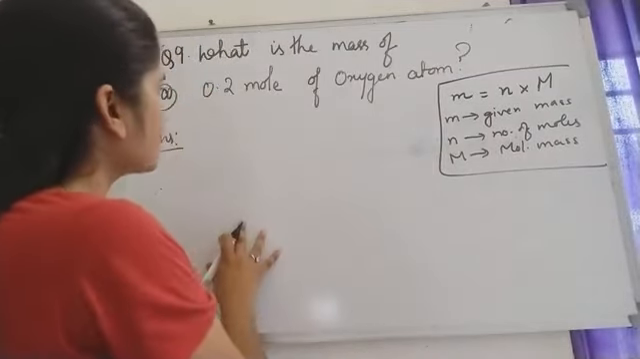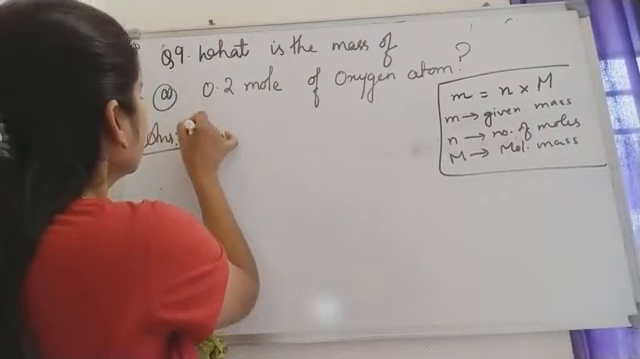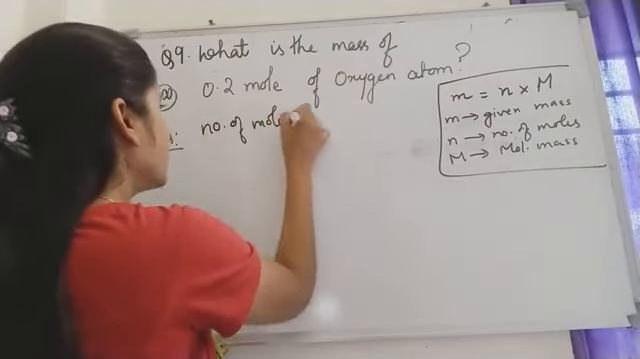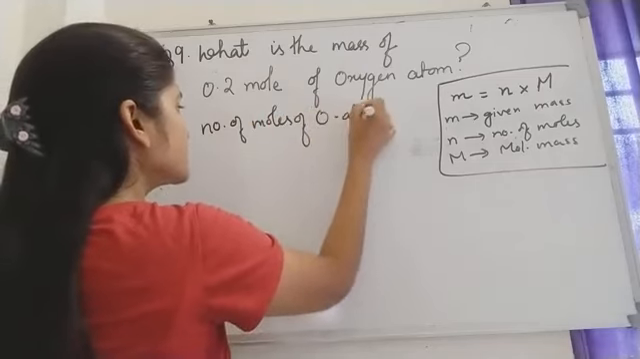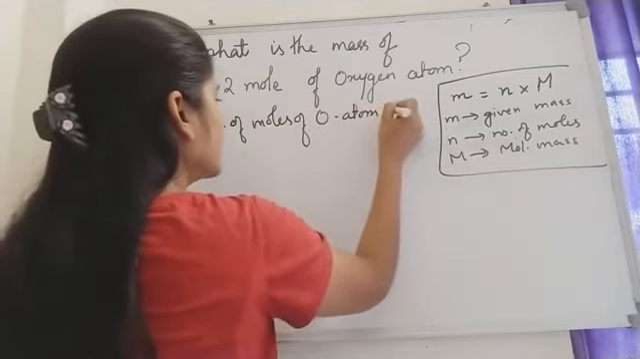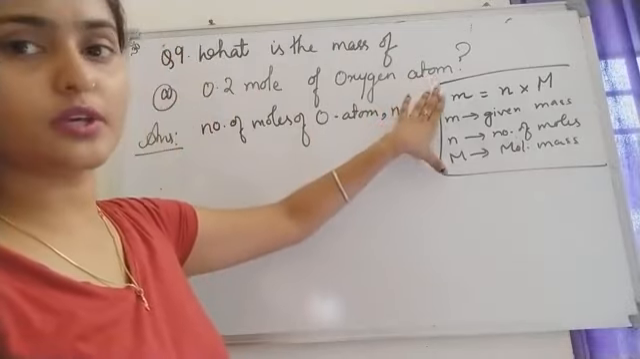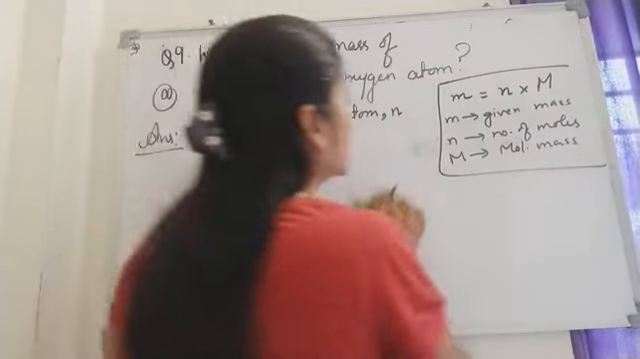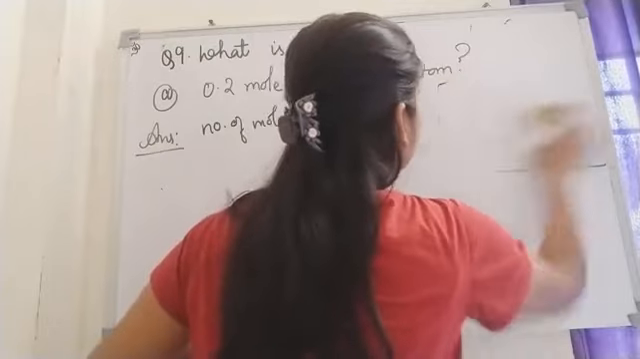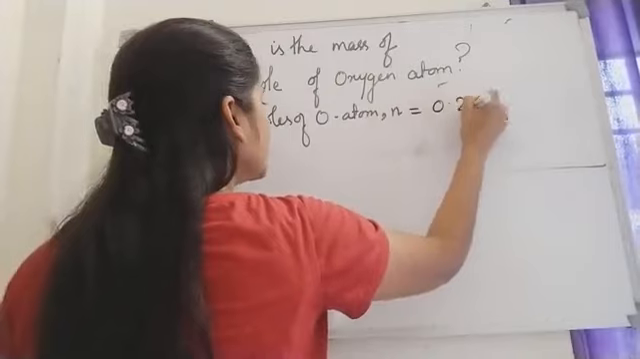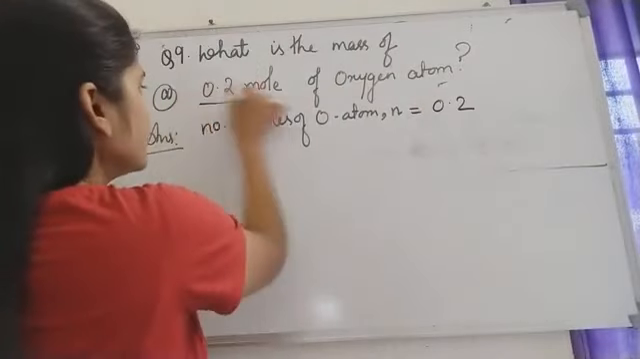Let me use the formula first. So number of moles of oxygen atom, that is small n. I want you to write the formula first. Write down the formula. Moles of n is equal to how many? 0.2 moles. Yes, this is given over here.